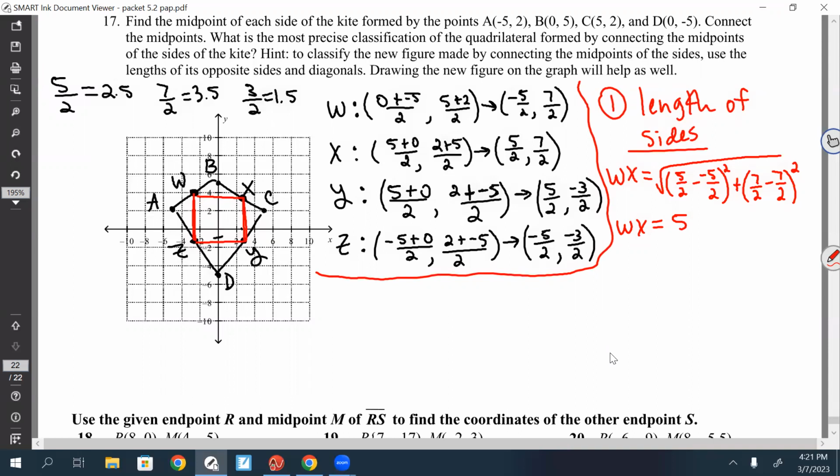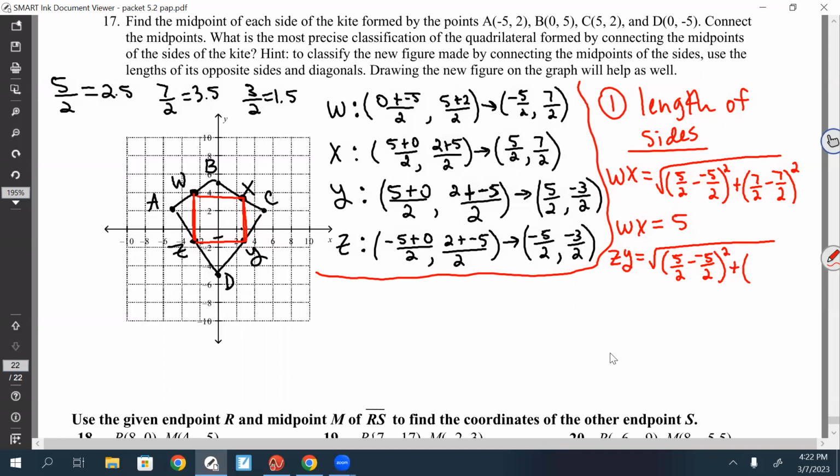Now let's go look at the opposite side from it, because again, if we're going to show it's a parallelogram, first off, we have to show both pairs of opposite sides are congruent. So we're going to find the length of ZY. So ZY, okay, same process. So for the Y, look here, I'm going to do 5/2, because that's the X coordinate for point Y. And I'm going to subtract. I'm going to get the X coordinate for point Z, and it's -5/2. Close parentheses and square that.